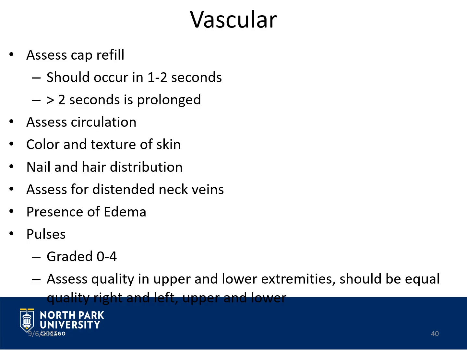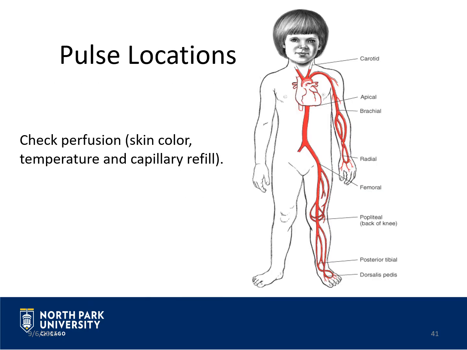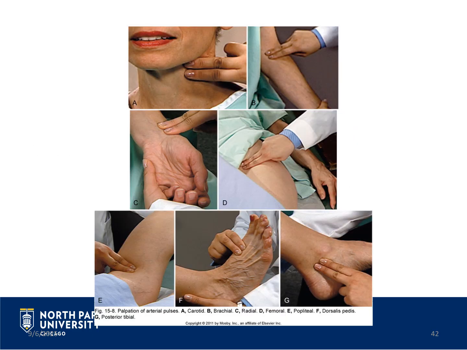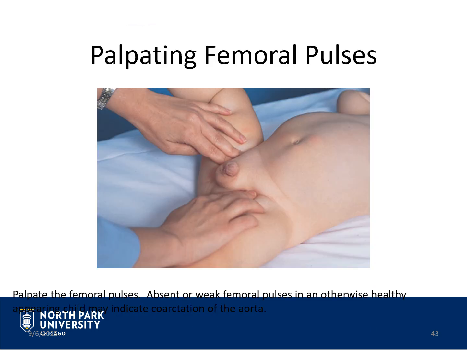Vasculature, you're going to look for cap refill, pulses, distended neck veins, those things you typically would look for in a bigger adult. You're just looking for them in a child. Here's the different pulse locations. And here's how you feel them. These are not kids, but I think you know how to do that.